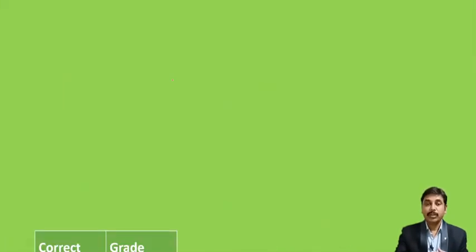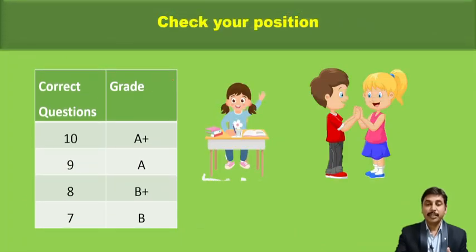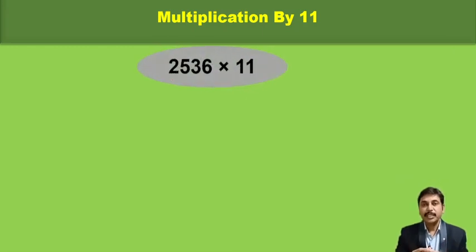So just decide your position. If you got 10 out of 10, then A plus. If you got 9 correct, then A. 8 correct, then B plus. 7 correct, B. Okay, those who got A plus, A, raise your hands and give me high five. Wow, great. Now the second part of this particular session, 4 digit into 11.